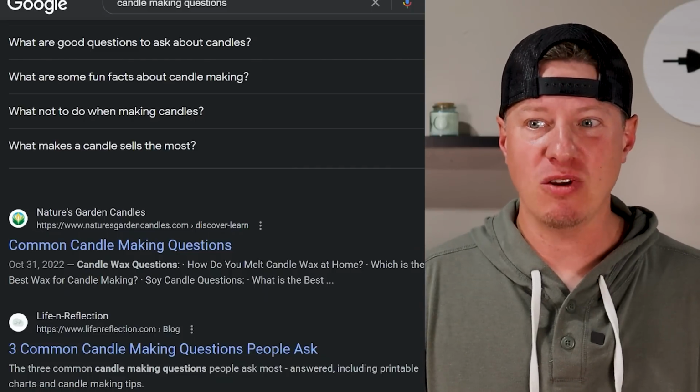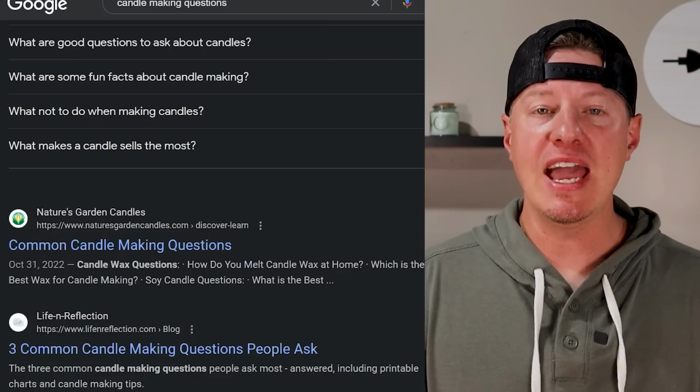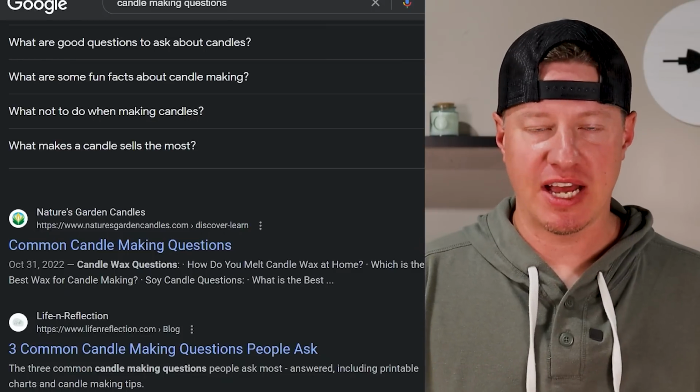Another fun fact is that candle making has been around for ages. It's thousands of years. I don't know that they know exactly when it was, but most believe it started with the Egyptians 5,000-plus years ago. And they used mostly beeswax back then and tallow, which is an animal fat.